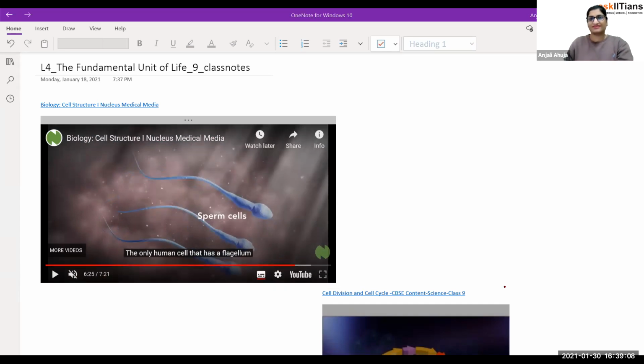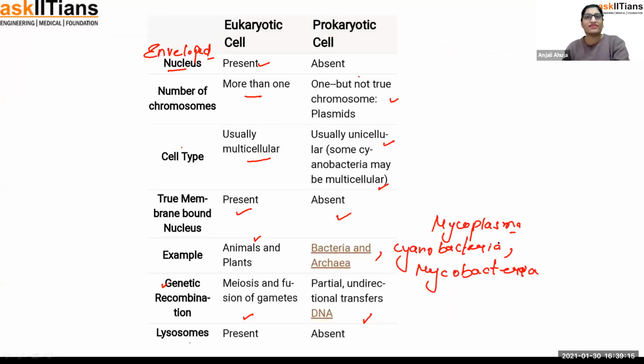Here. I suppose everything is clear to you regarding prokaryotic and eukaryotic cell. The only point that you did not understand for now, I don't know whether you understood, but I'm going to put it on hold, the genetic recombination part. Once I talk about cell division, I'll come back here, or probably you can read it. I'll mention it again. Okay, so let's proceed.